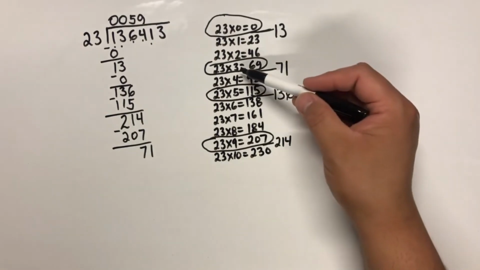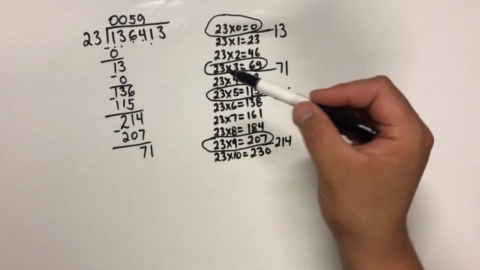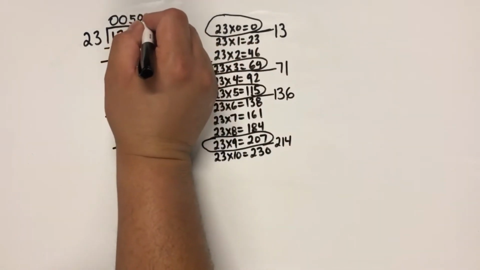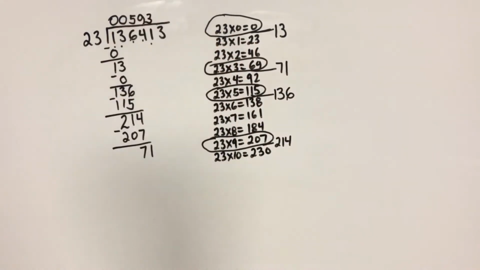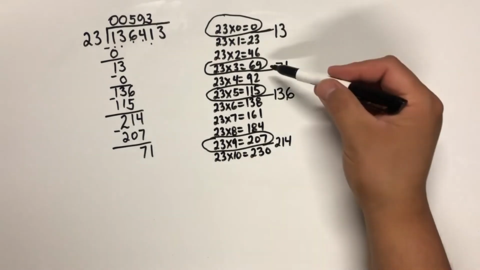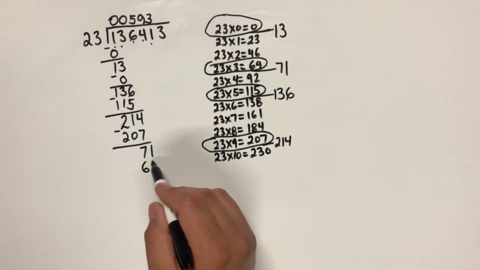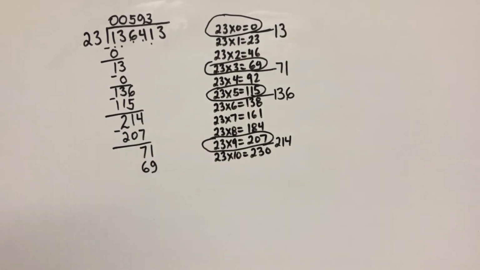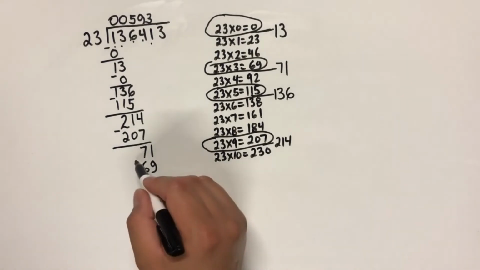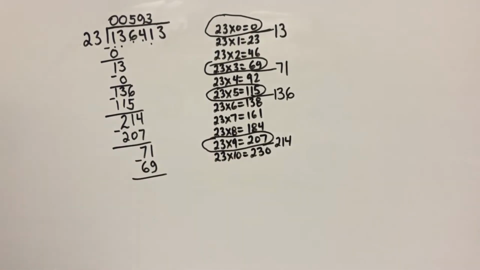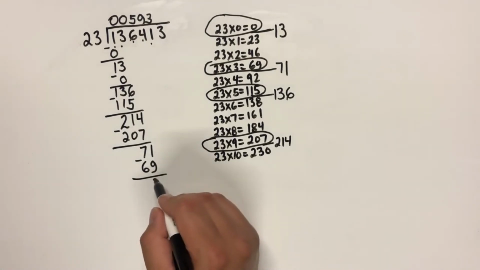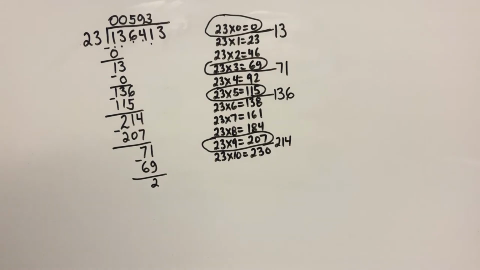And the number 3 right there goes on top of the number 1 right here. And the number 69 goes underneath this number 71. And then I perform a subtraction of those two numbers. 71 minus 69 is 2. All right, we're almost finished.